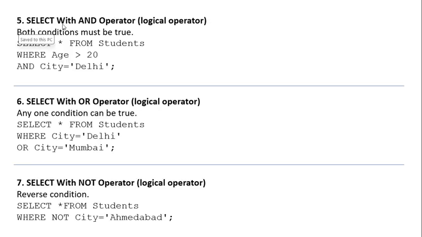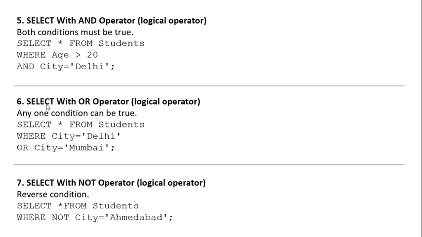And fifth is select with the AND operator, a logical operator, where both conditions must be true. As an example, SELECT * FROM student WHERE age > 20 AND city = 'Delhi'. So if the age is greater than 20 and the city is Delhi, both conditions are true, then the output is printed.